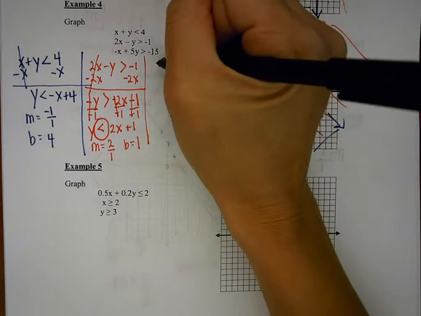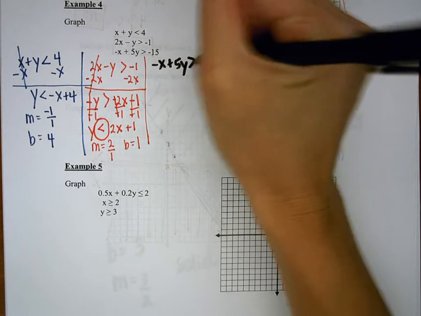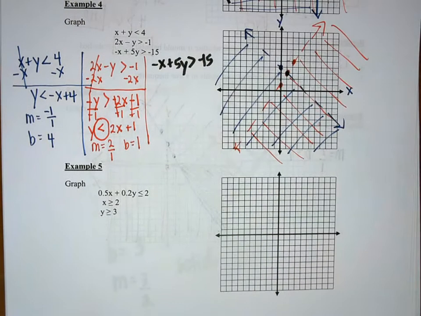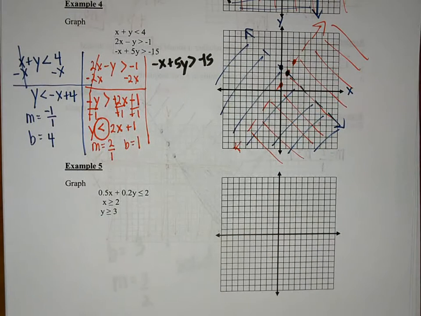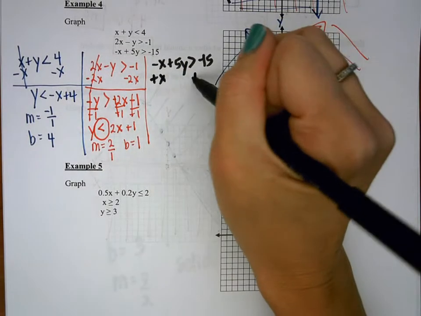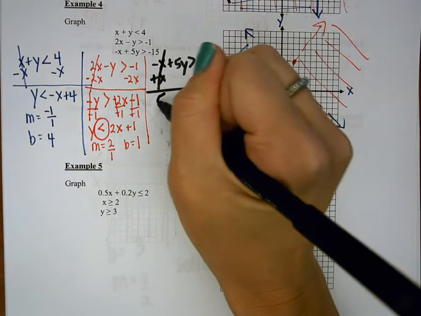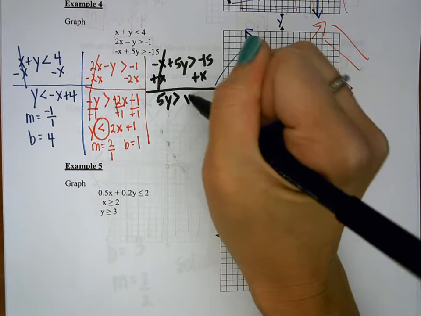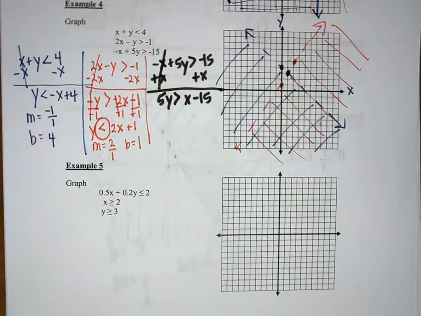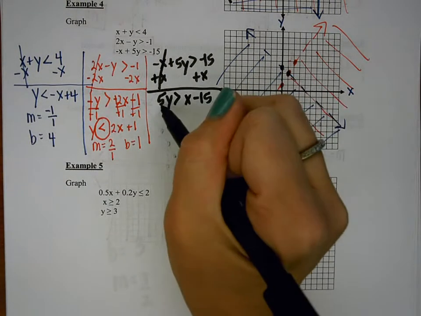So I have negative x plus 5y is greater than negative 15. First thing I'll do is add x. Now I have 5y is greater than x minus 15. Next step is to divide by 5.